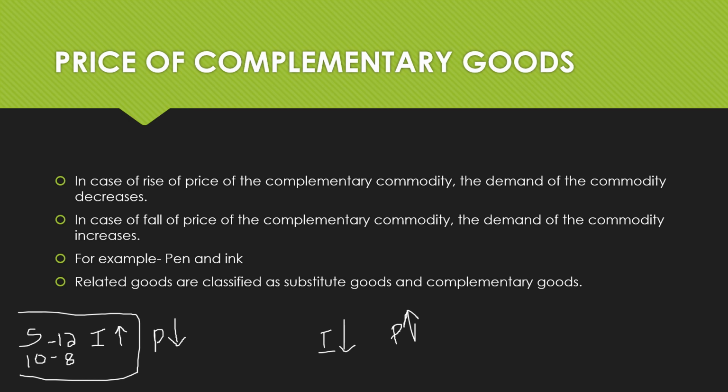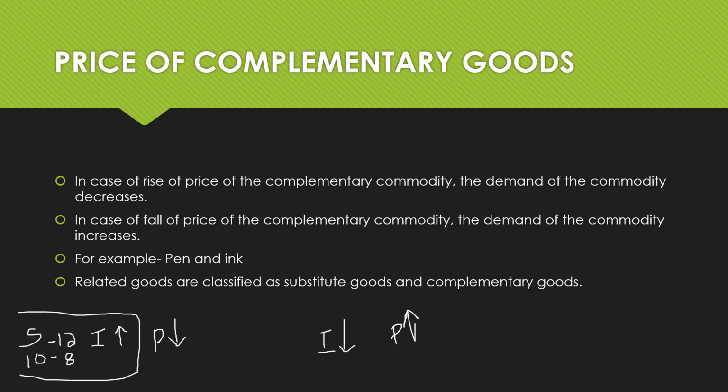So what do you see? There's an inverse relationship. In case of complementary goods, the price of complementary goods is inversely related to the demand of the commodity. We can summarize that in the case of a rise in price of the complementary commodity, the demand of the main commodity decreases. In the case of a fall in price of the complementary commodity, the demand of the commodity increases. So we see an inverse relationship when it comes to complementary goods.